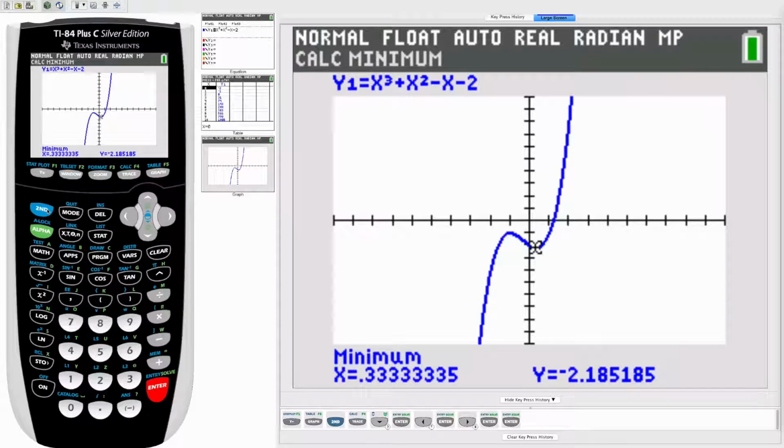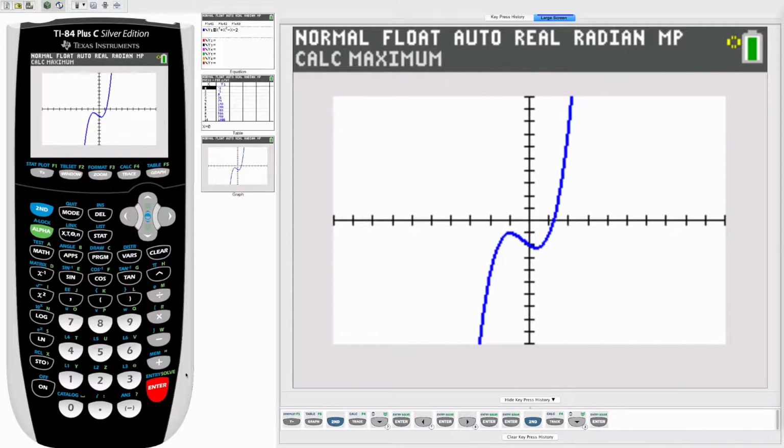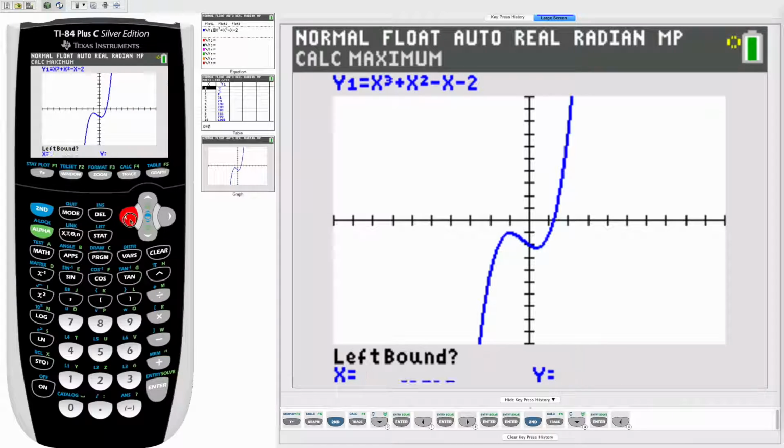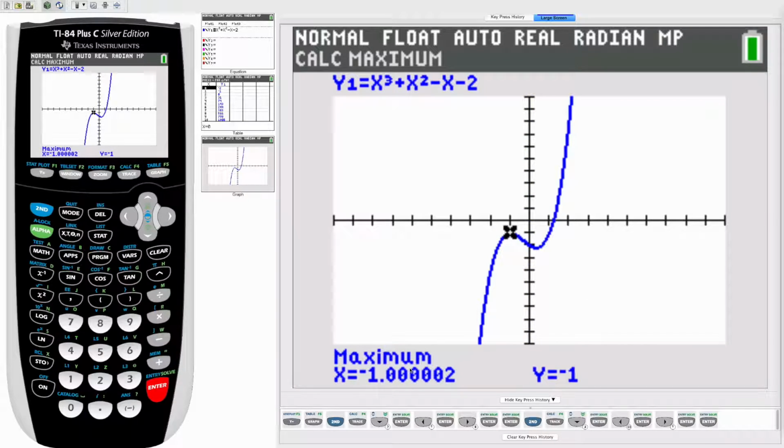Now to do the max, we're just going to do second trace again, only this time we're going to go to the fourth choice, which is maximum. Then we're going to hit enter, and we're going to go to the left, because it says left bound again. We're going to go to the left of the tip of that hill, and then the right as well, and then hit enter. For guess, we just hit enter again, and then it finds right here the maximum is at -1.0. Again, you have to round. The calculator is just a little bit off, so you have to know the maximum is at -1, -1. So the coordinate would be -1, -1 for this maximum here.